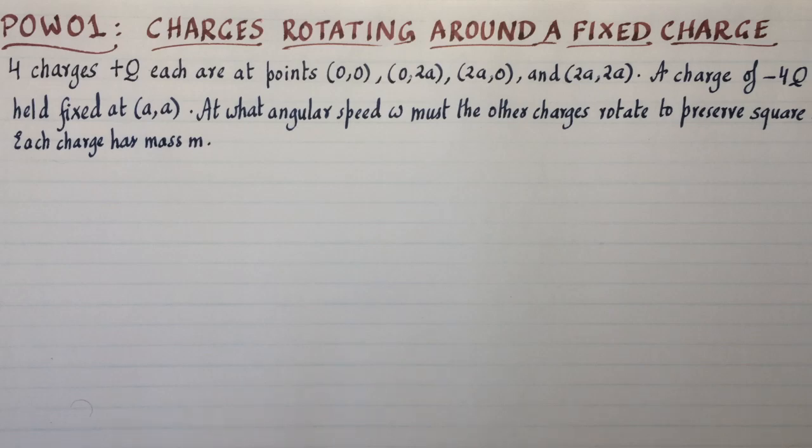Let's solve the following problem. 4 equal charges are at the vertices of a square of side 2a. A charge of negative 4q is in the middle of the square, and we have to find the speed with which the other charges must rotate so the shape of the square is preserved. All the charges have the same mass.